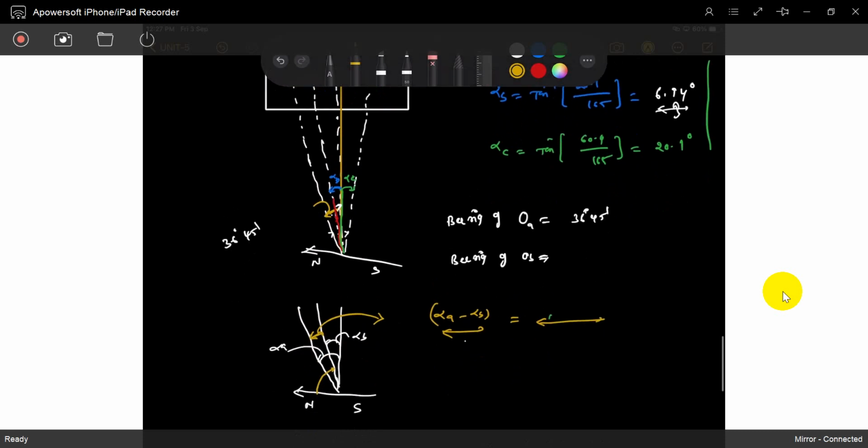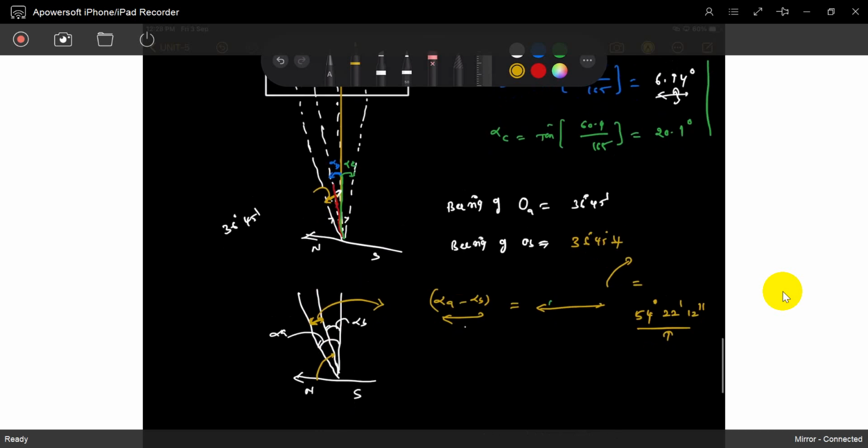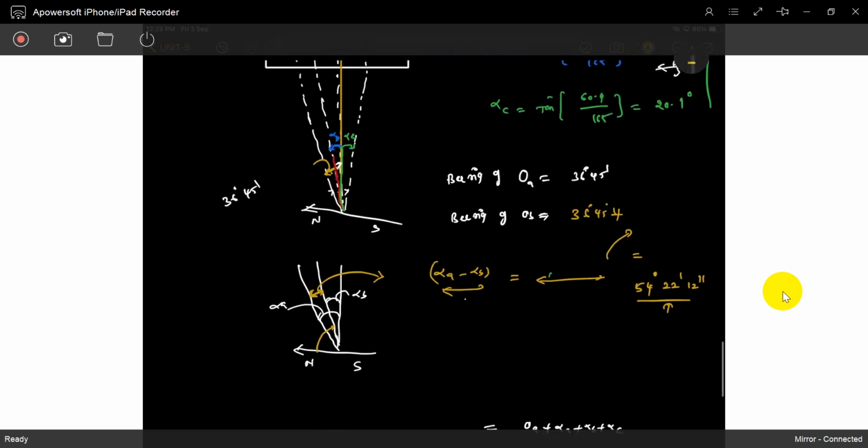Get the value. Length OAB, bearing of OB is what? 36 degrees 45 minutes plus this value. So what is that value? That value is 54 degrees 24 minutes 12 seconds. So okay, we want to find out this much, or else that is alpha A minus alpha B. Sorry, okay, a small mistake will happen.